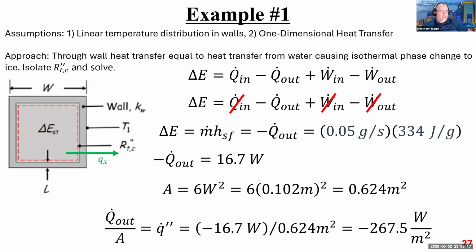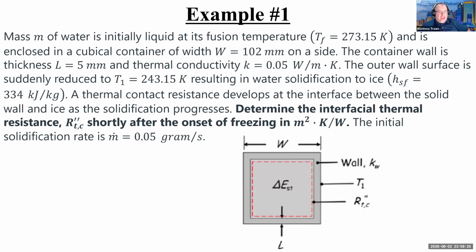First, we have to make a couple of assumptions. So first assumption is we have a linear temperature distribution in the walls, right? This is not a 1D problem, right? This is a cube, right? So there's definitely three dimensions here. So we are making an underlying assumption.